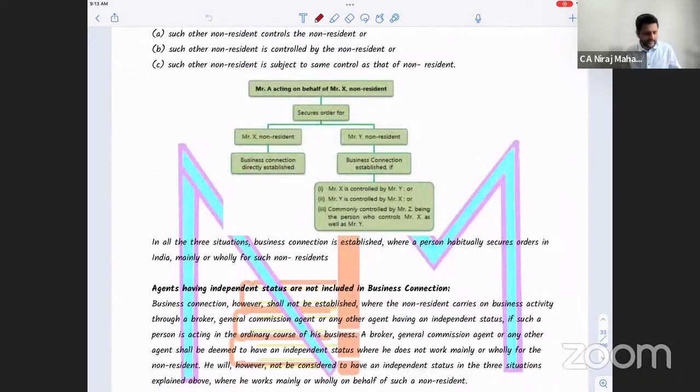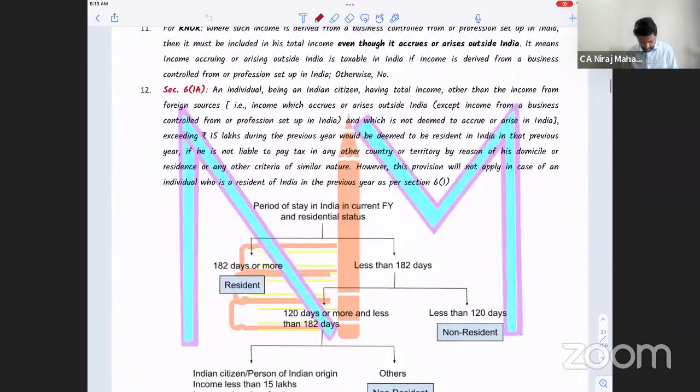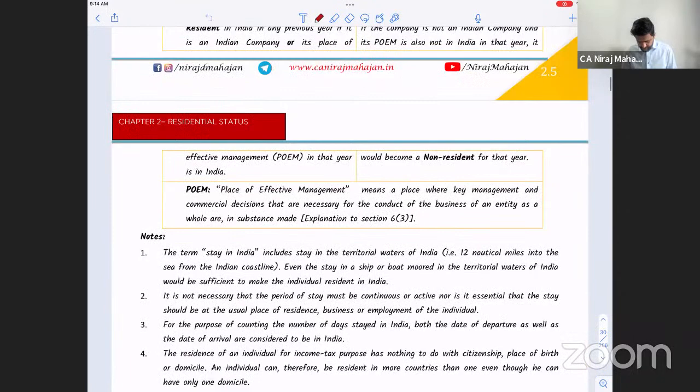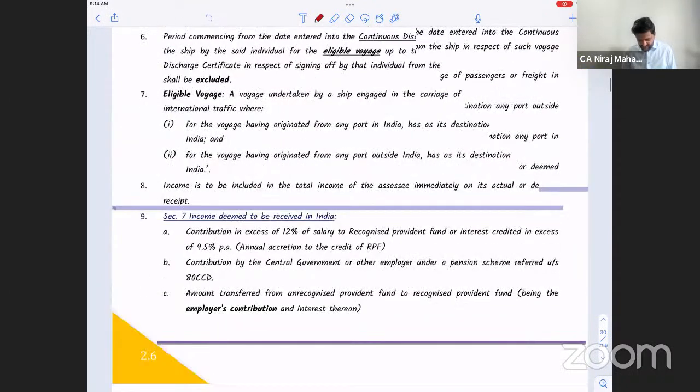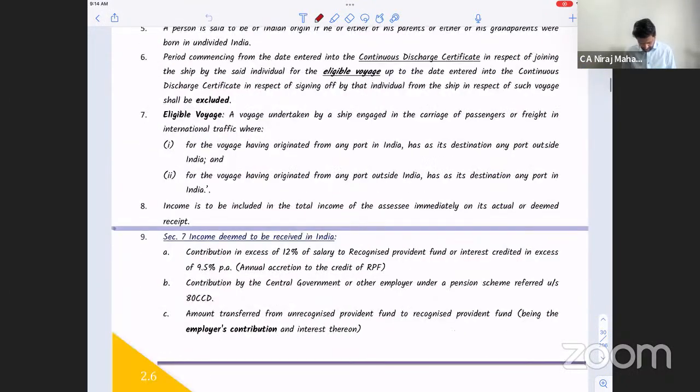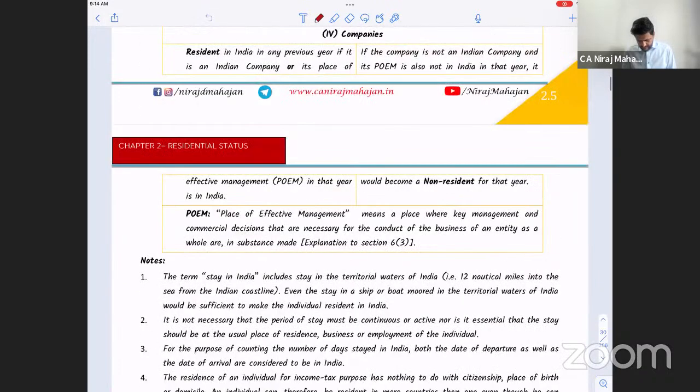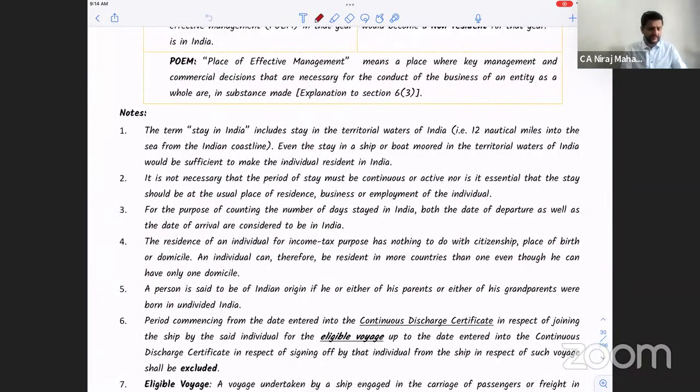Some notes or some points were remaining, which we have not yet covered, that we will do today, okay? So come to page 2.6. And I think I had told you to read something. Remember? Page 2.6, notes. Can you see?